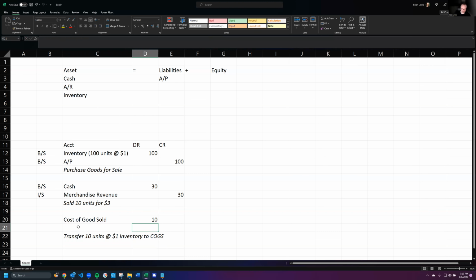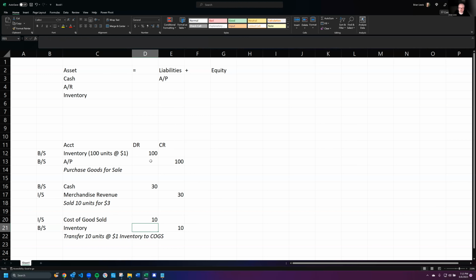So let's do that in full. 10 units times $1. And I'm going to pull it from this inventory account. So pulling it, so I'm reducing inventory. I'm going to credit inventory for $10. Okay, so this is inventory. So now what I've done is I've got my income statement showing $10 worth of expenses, and I've got my balance sheet showing $10 less in inventory, right?